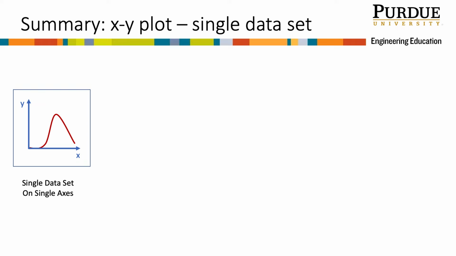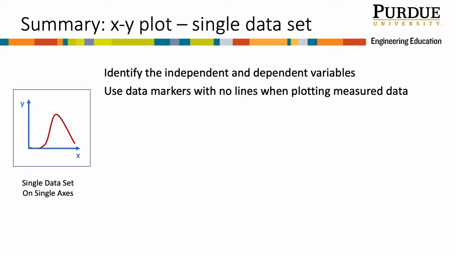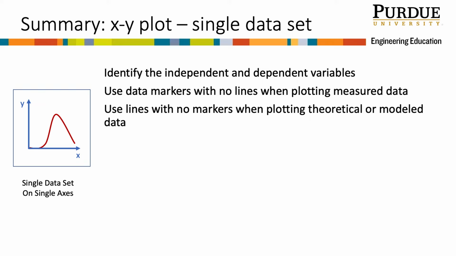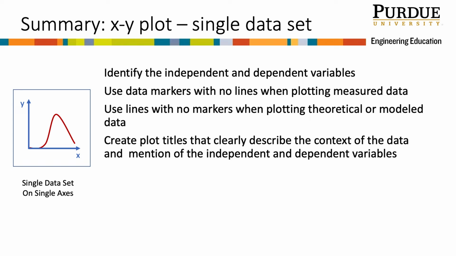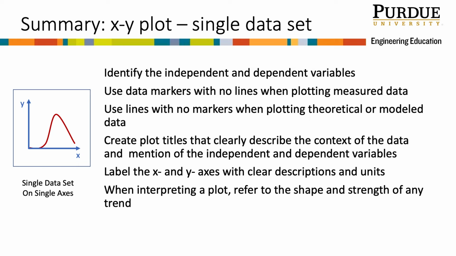Let's go over a summary of what we learned about plotting a single data set. Now we can identify the independent and dependent variables. We know to use data markers with no lines when plotting measured data. We use lines with no markers when plotting theoretical or modeled data. We also saw that we need to create plot titles that clearly describe the context of the data and mention the independent and dependent variables. We now know how to label X and Y axes with clear descriptions and units. Finally, when interpreting a plot, we need to refer to the shape and strength of any trend.